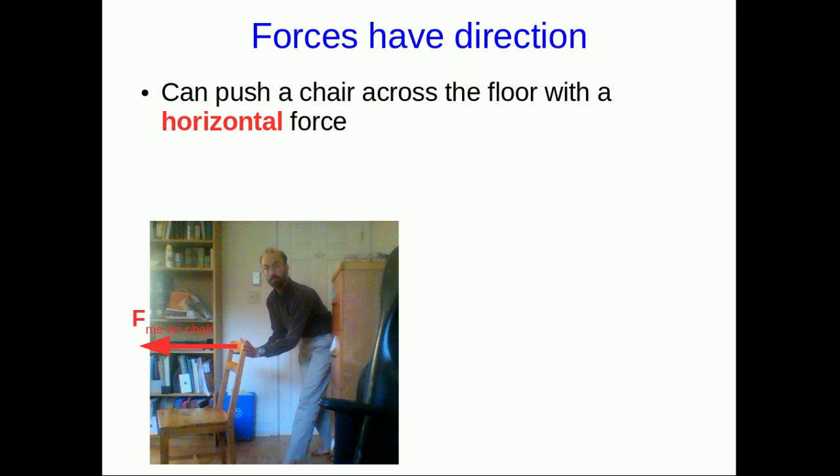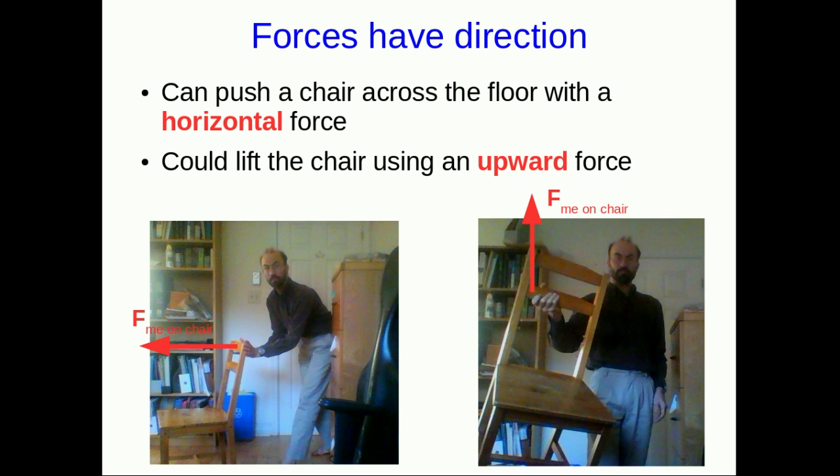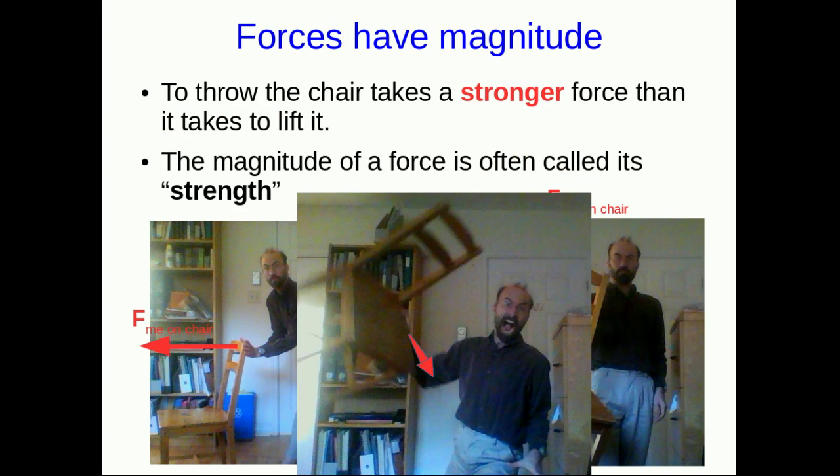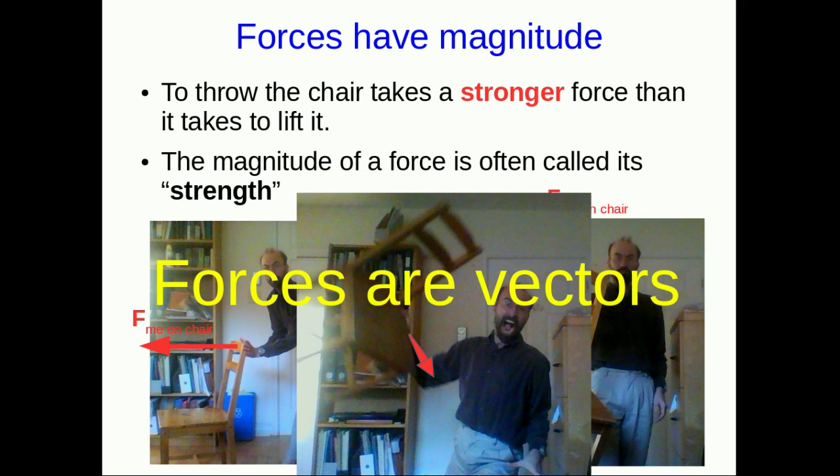If you want to push a chair across the floor, you would use a horizontal force. If you want to lift a chair, you'd use an upward force. So forces have direction, and the direction matters. It affects what the effect of a force will be. On the other hand, if you get frustrated with your computer and decide that you're going to throw your chair, then that's going to take a stronger force than it would take to lift it. So forces also have magnitude. We often call the magnitude of a force its strength. So forces have both magnitude and direction. That just tells us that forces are vectors.